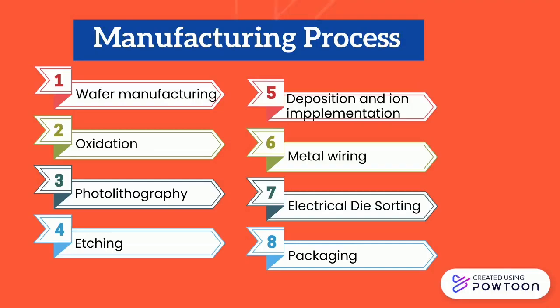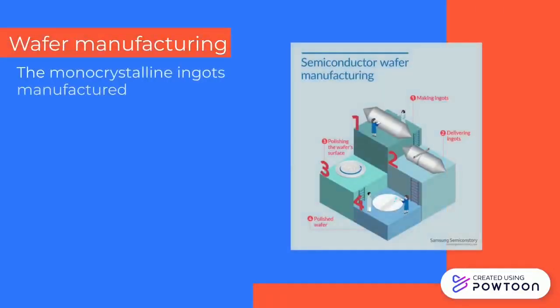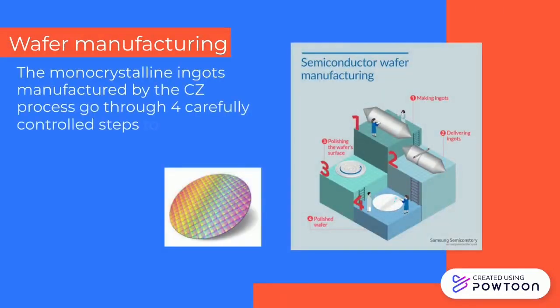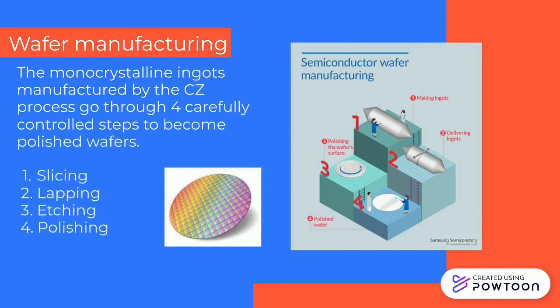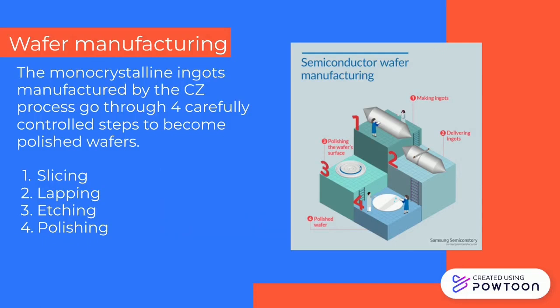Moving on to the first step, which is wafer manufacturing. It's a process where the monocrystalline ingots manufactured by the CZ process go through 4 carefully controlled steps to become a polished wafer. This process includes 4 steps, which are slicing, lapping, etching, and polishing.